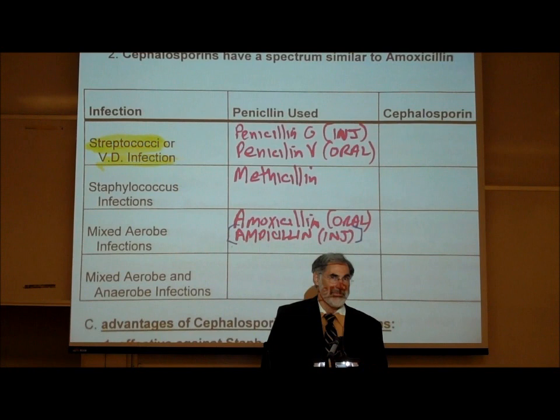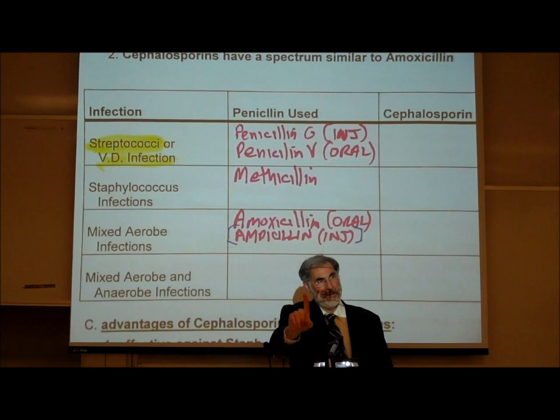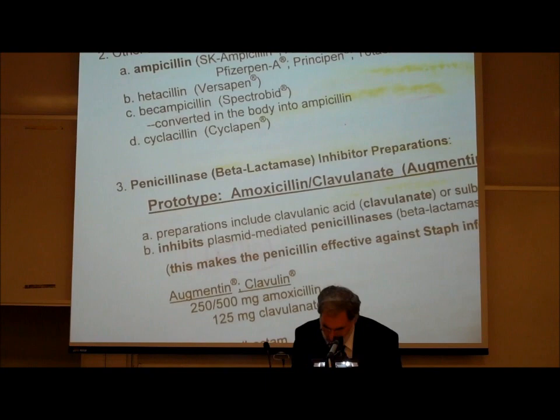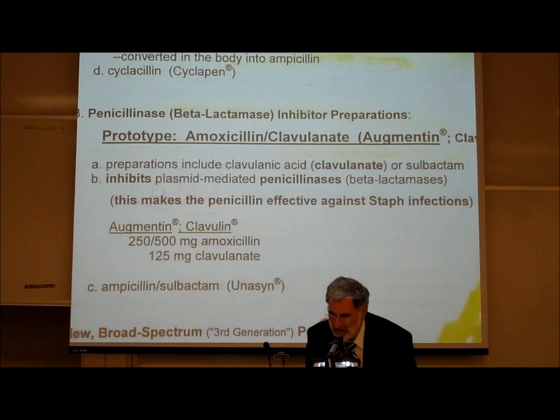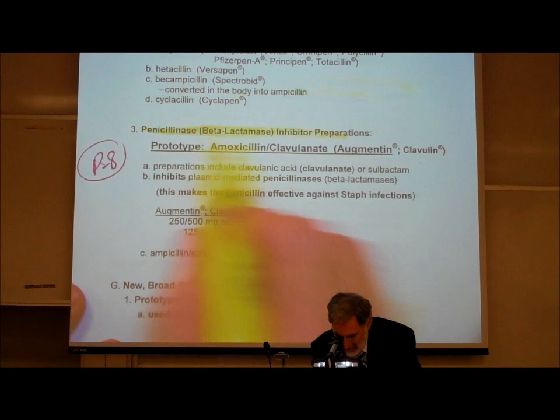So in order to knock out any staph that is in a mixed aerobic infection, they developed, and you've all heard of it, augmentin. What is augmentin? So we'll come back to that chart, but on page P8, they developed what are known as penicillinase inhibitors, or beta-lactamase inhibitors.